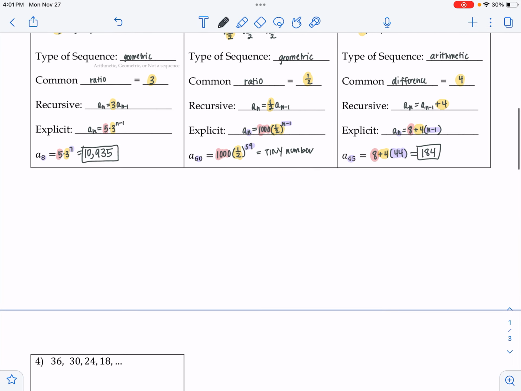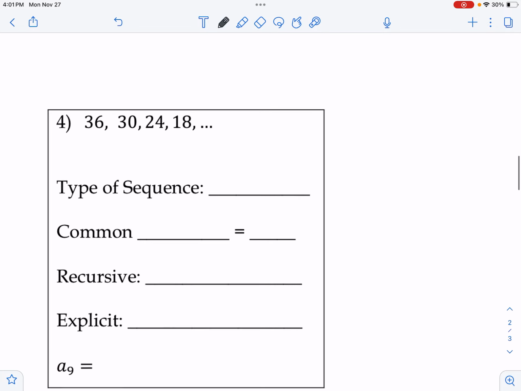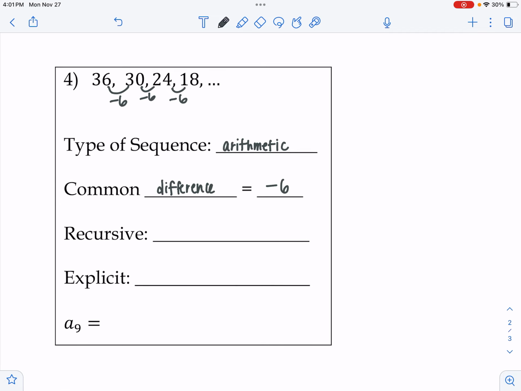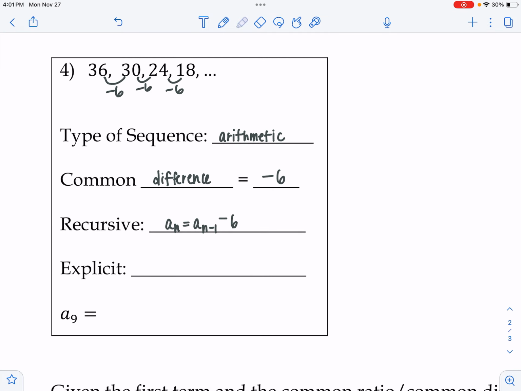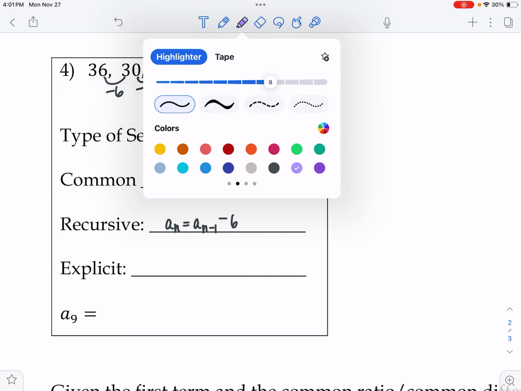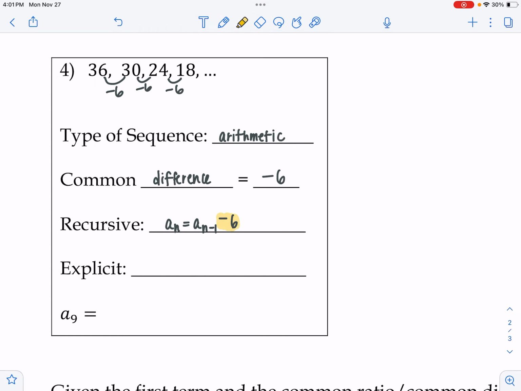Right, and then for the last one, 36 to 30 to 24 to 18, we are subtracting 6 each time. So this is still considered arithmetic. We're just adding a negative number. And so our common difference, to signify that we are subtracting instead of adding, it's a negative. And so our recursive formula says you can get to any term by taking the previous term and subtracting 6. Make sure your minus 6 is bigger than the n minus 1. That's a subscript. Subscripts, exponents, got to make sure they're neat.